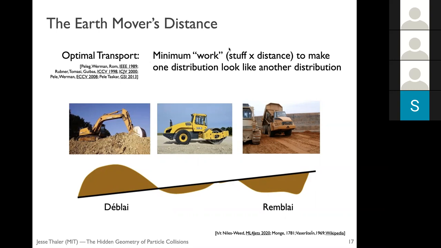What is the minimum amount of work, that is an amount of stuff, in this case dirt, times the distance you have to move it, to make one distribution look like another distribution? And this shows up all over the place. It was more formalized by Wasserstein in the late 1960s, and it shows up in image processing in the 1980s and 1990s.